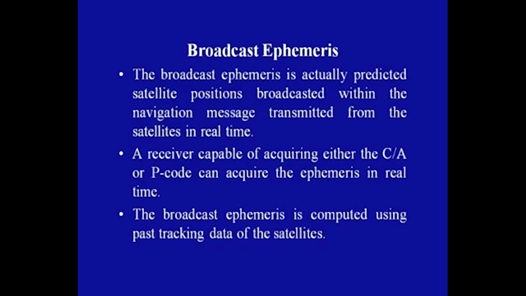The broadcast ephemeris is actually predicted satellite position broadcasted within the navigation message transmitted from the satellite in real time. A receiver capable of acquiring either the C/A code or P code can acquire the ephemeris in real time. The broadcast ephemeris is computed using past tracking data of the satellites.